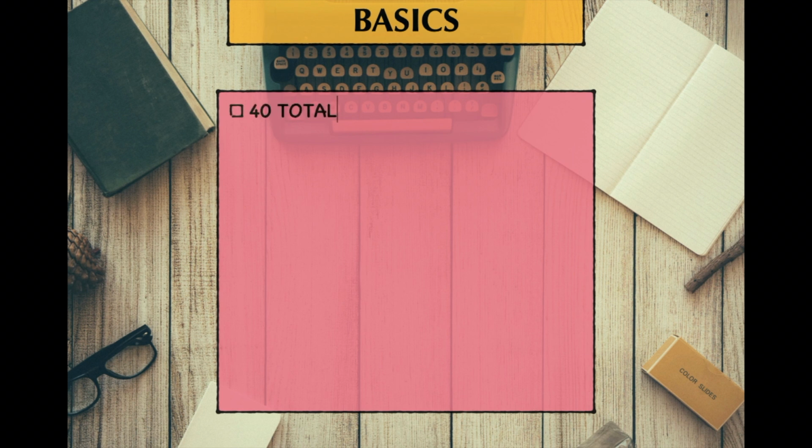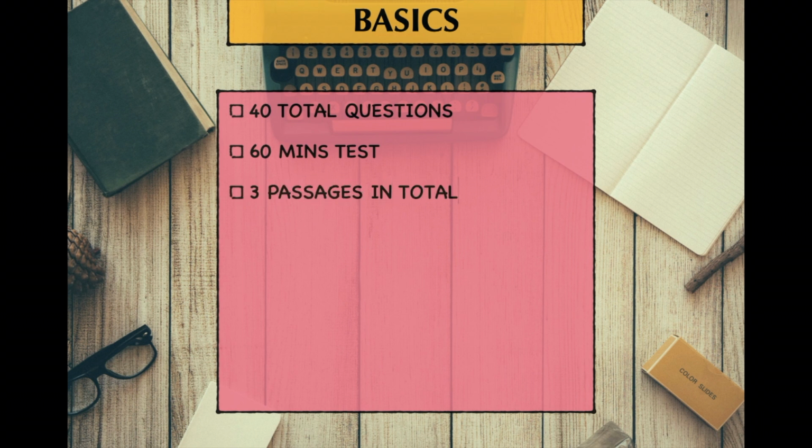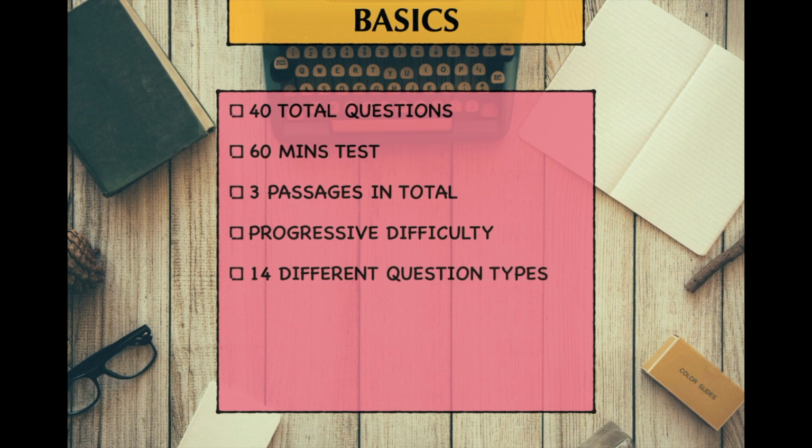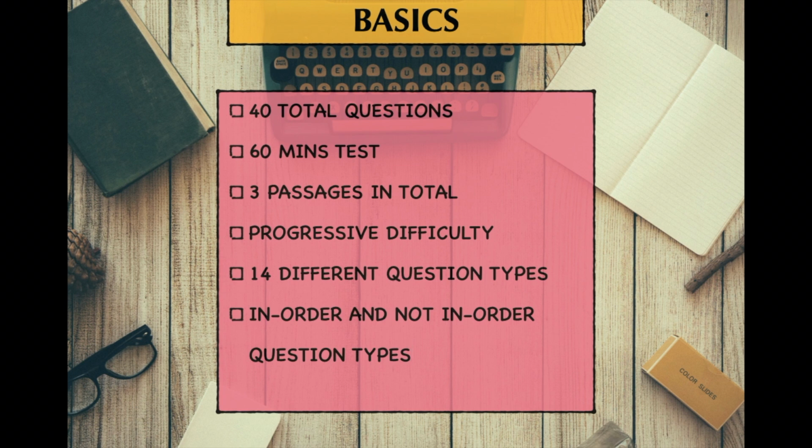In reading section, you will be having a total of 40 questions in the real examination paper and you need to complete those 40 questions in a limited time frame of 60 minutes. There are total of 3 passages for which the level of difficulty will be increasing when you move from passage 1 to passage 3. The questions that are asked in the real examination can be anywhere from 5 to 6 different question types. After that, those question types can be in order and not in order, which will be discussed in detail in the later section in this video.